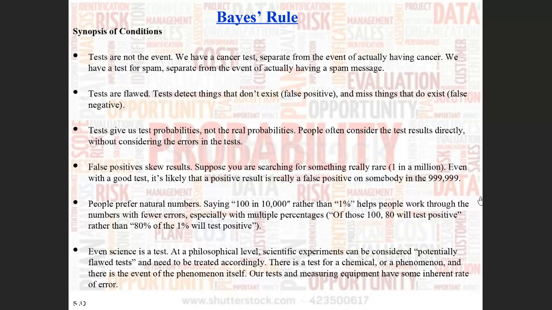So, the synopsis of the conditions for Bayes' rule. The tests are not the event. You have a cancer test, separate from the event of actually having cancer. You have a test for spam, which flags bad mail, separate from the event of actually having a spam message. Tests are flawed. Tests detect things that don't exist, which is referred to as a false positive.